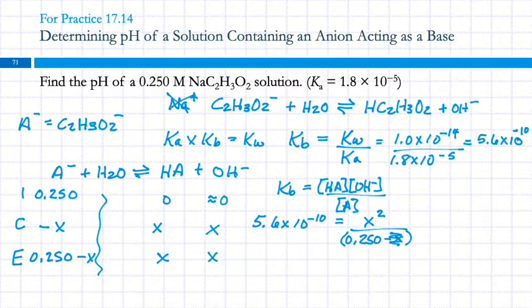Square root of 5.6 E minus 10 times 0.25. That's a 5. So x is 1.18 times 10 to the minus 5. So if I divide that by 0.25 and multiply by 100, it's going to be way less than 5%. So yay, I found x.